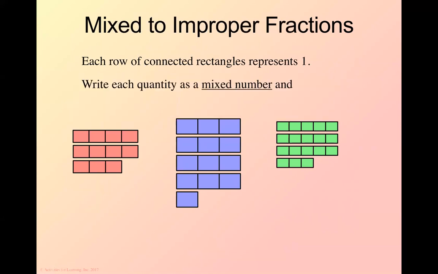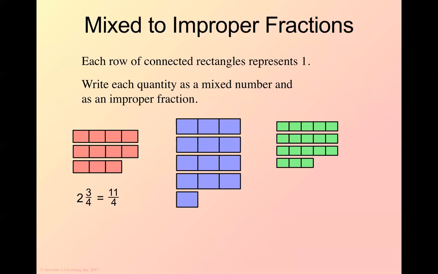What we're going to do here is write each quantity as a mixed number, and write it as an improper fraction. Let's do the first one as a mixed number. Like we talked about already, that's going to be 2 3/4. Pretty easy. Now let's write it as an improper fraction. How many fourths do I have altogether? Or how many little pink squares do I have? Well, there are actually 11 of those.